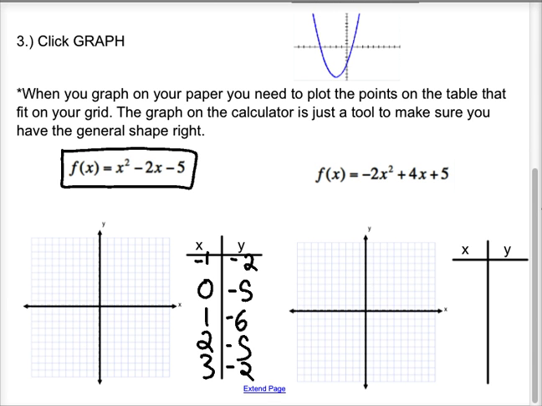So now in order to actually graph it, what you want to do is just start plotting those points. So -1, -2 is going to be right there. 0, -5 is going to be right there. 1, -6. 2, -5. 3, -2. And again, my graph is not perfect, but once you plot those points, you can see your parabolic shape.